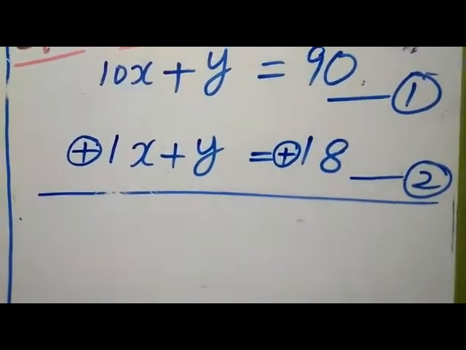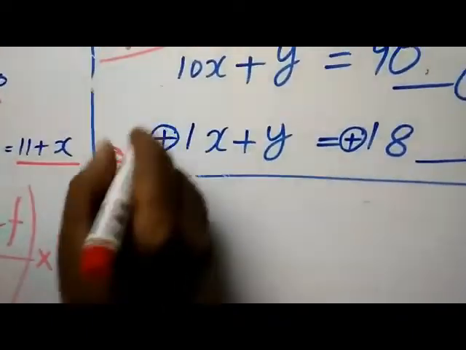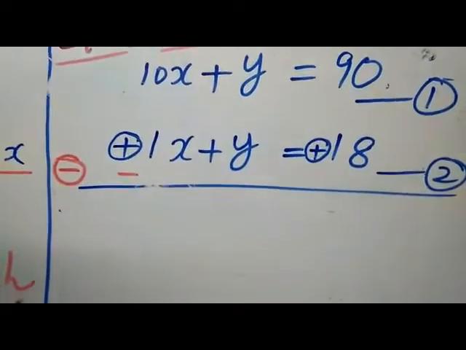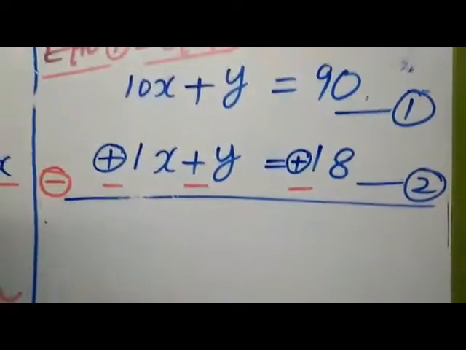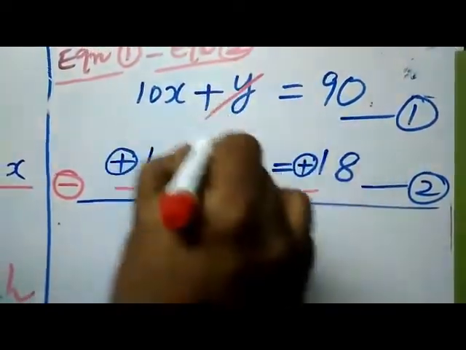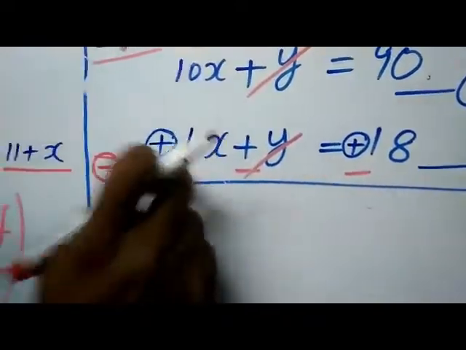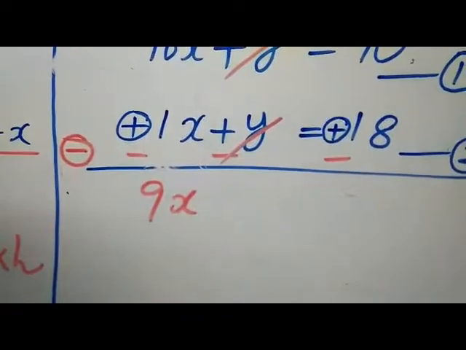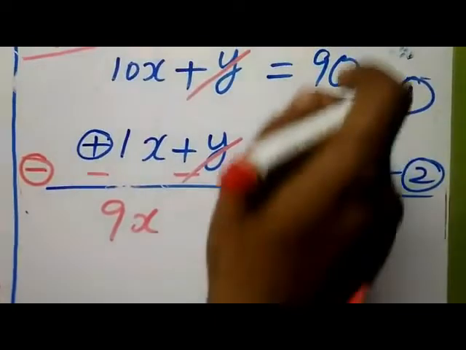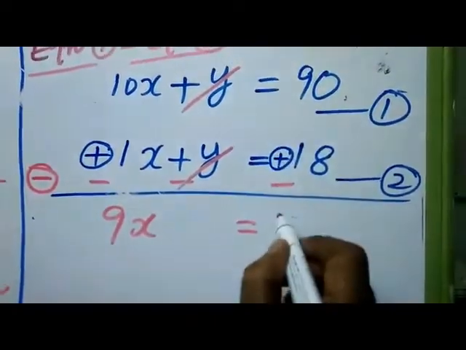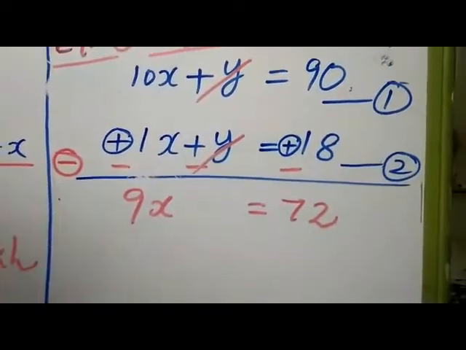Now subtraction, this is vertical subtraction. So minus. Because of this minus, this plus will be minus. First, plus y minus y is 0, cancel. 10x minus 1x is equal to 9x, is equal to 90 minus 18 is equal to 72.